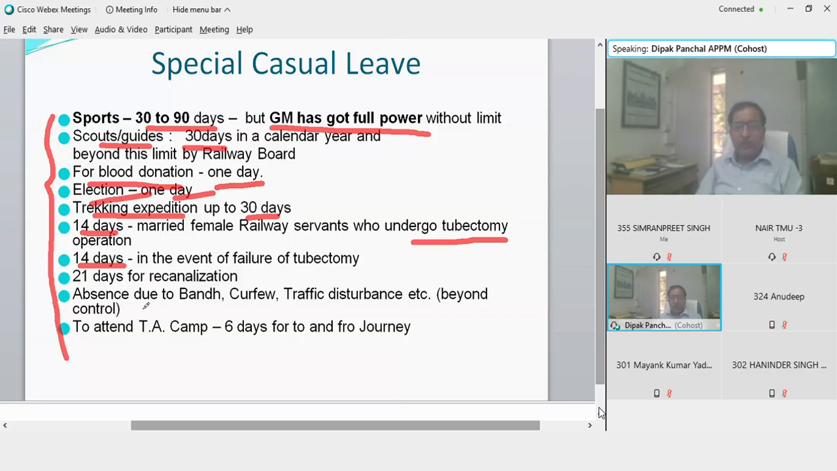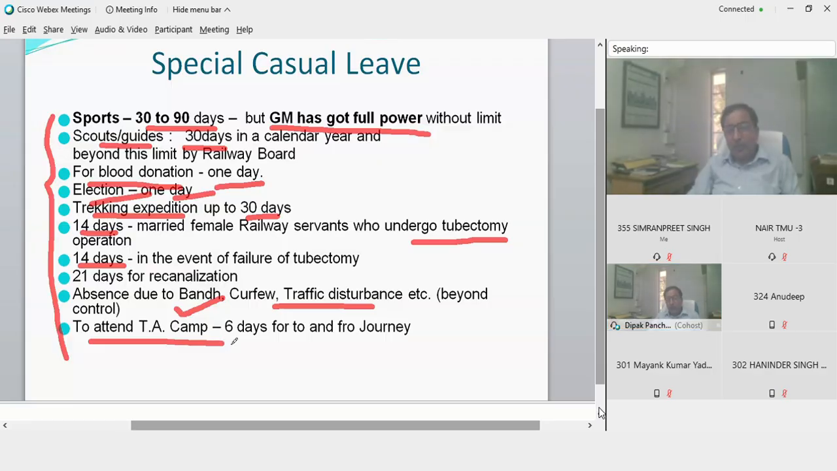In case of absence, bandh, curfew, etc., which is beyond the control of railway servant, special casual leave can be sanctioned. You might be aware that during the lockdown period, the railway board has already issued a circular that those who could not resume the duty during the lockdown period can be sanctioned special casual leave. To attend the territorial army camp, 6 days of journey period special casual leave can be granted.